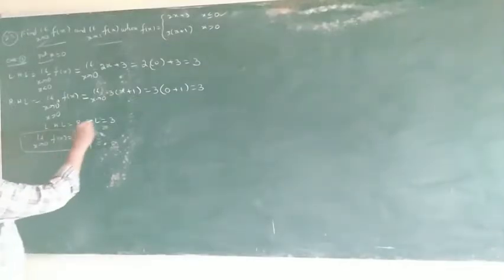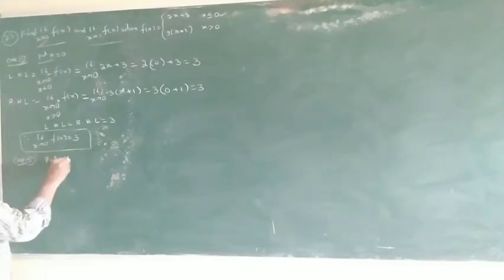So limit x tends to 0, f of x value, how much? 3. LHL, RHL are equal and exist, so that value is equal to 3. Next, case 2, the second problem. X is equal to 1. Here limit x tends to 1.